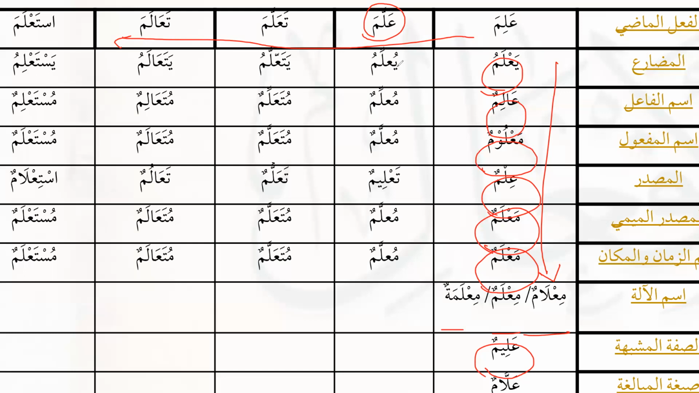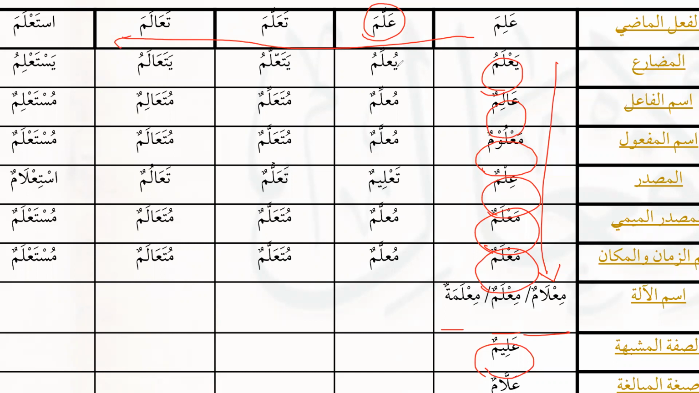Likewise, علم means he taught. يعلم, he's teaching. معلم, he's a teacher. معلم is the one being taught. تعليم is the process and the act of teaching. معلم again, المعلم, etcetera. Okay. Now we add a ta to it and we say تعلم. What's the meaning of تعلم? If علم is teaching, تعلم is learning. Learning. Excellent.